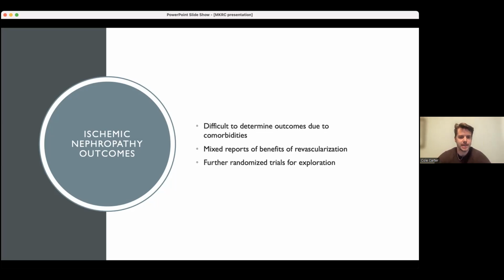So moving down, mixed reports of benefits of revascularization. There were some surgeons who did revascularization and it showed some favorable outcomes, with other surgeons saying that there were worse outcomes. So worse control of blood pressure and adverse effects, especially with older patients having to undergo surgery. And then further randomized trials are needed for exploration of whether ischemic nephropathy qualifies for revascularization.